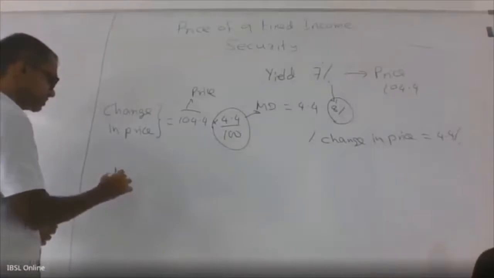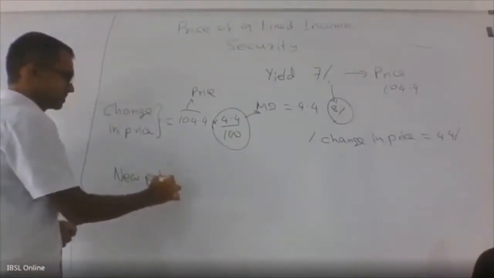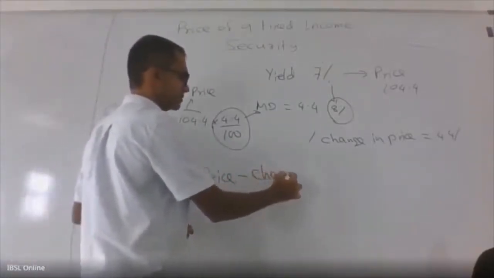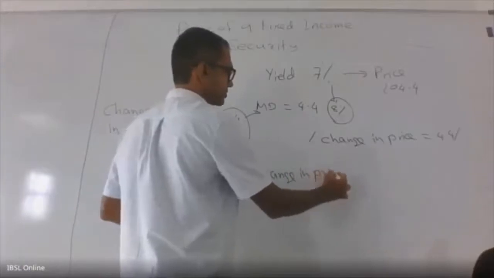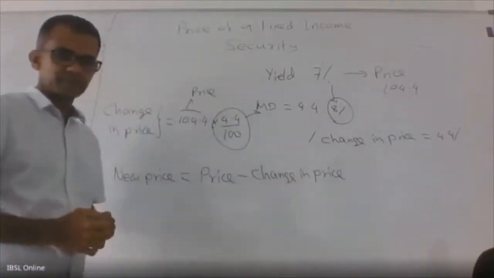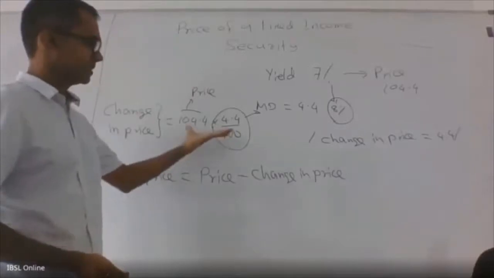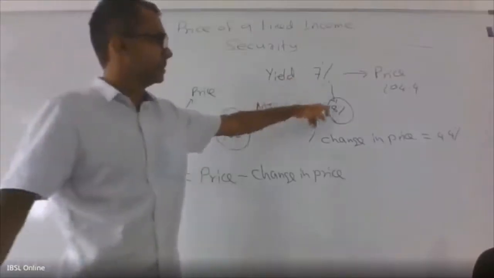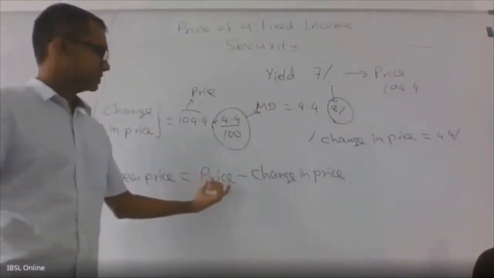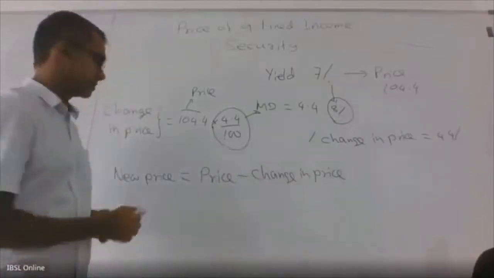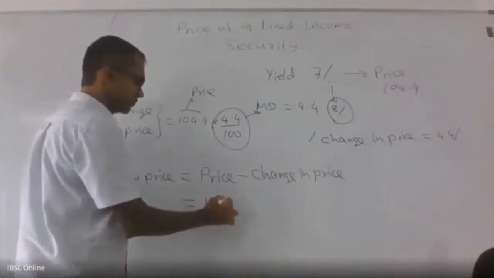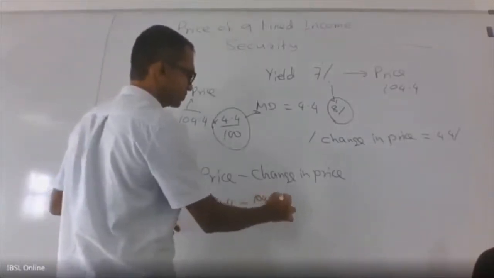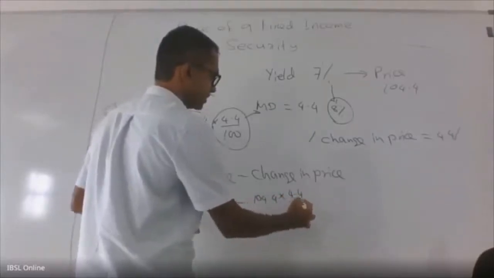So then what is the new price? New price is current price minus change in price. Correct? This is the change in price. We expect the price to change by this amount, but it goes down since yield increases. So price minus change in price. What is the current price? 104.4 minus 104.4 into 4.4 divided by 100.